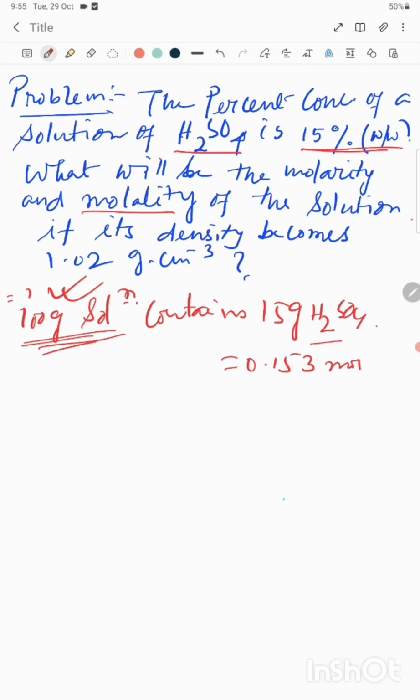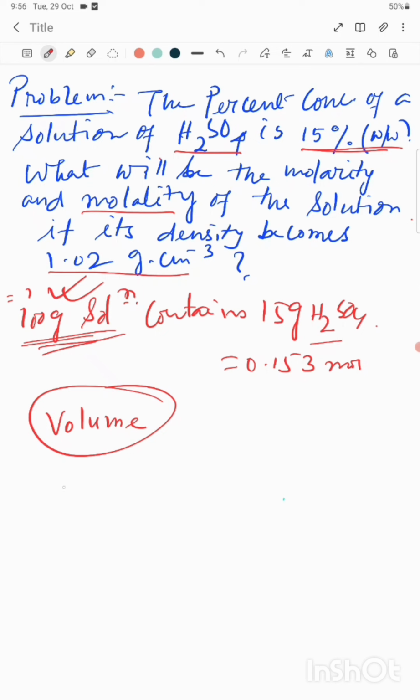But according to the definition of molarity, it is the number of moles of solute dissolved in 1000 ml or 1 liter of solution. Now ml means actually centimeter cube. Here we have to calculate the volume. So the unit of volume is ml or centimeter cube, both are same.